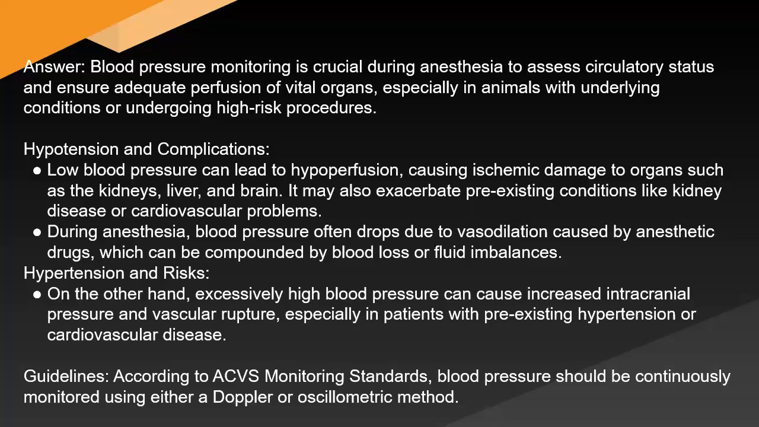During anesthesia, blood pressure often drops due to vasodilation caused by anesthetic drugs, which can be compounded by blood loss or fluid imbalances. Hypertension and risks: On the other hand, excessively high blood pressure can cause increased intracranial pressure and vascular rupture, especially in patients with pre-existing hypertension or cardiovascular disease. Guidelines: According to ACVS monitoring standards, blood pressure should be continuously monitored using either a Doppler or oscillometric method.